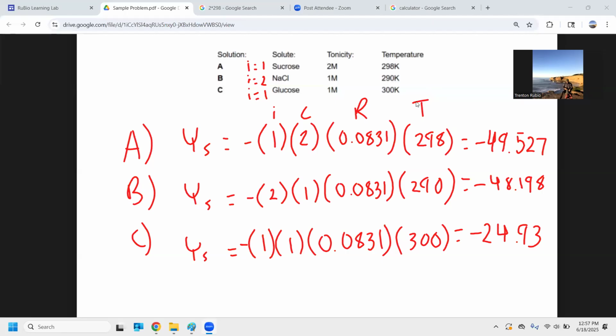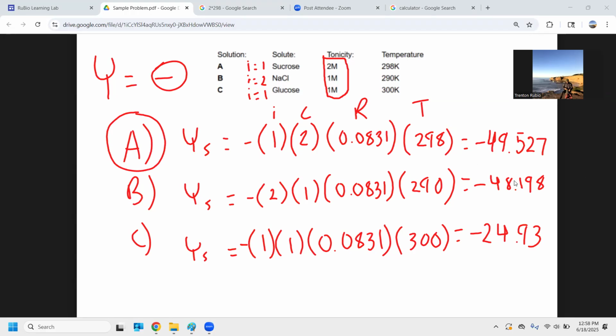Okay. So remember what we were looking for. Here I plugged in the ionization constants for each of them, the molar concentration given here, and the pressure constant R, which is always given to you on the equation sheet, 0.0831, and the temperature given here in Kelvin. You can see again what we were looking for: the solution that would have the most water going into it, so the water potential that was the most negative. In this case, -49. So it looks like solution A is our answer. That is the solution that will gain the most water.